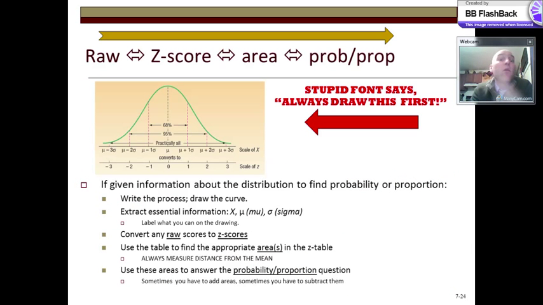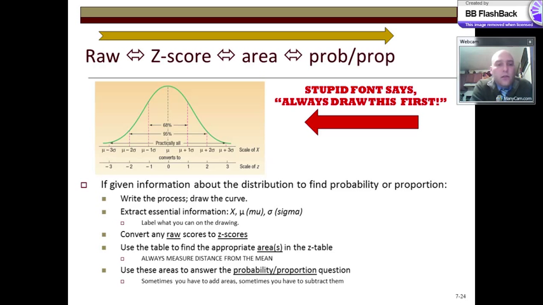If we want to go from a raw score to a probability or proportion, always draw that curve first. Write the process, write this thing out so you know what step you need to do, and draw the curve. That's so important on every problem. Just get into the habit of doing it. It'll keep you in the mindset of, I know what I need to do next, I know what I have, and so on and so forth. So write the process, draw the curve.